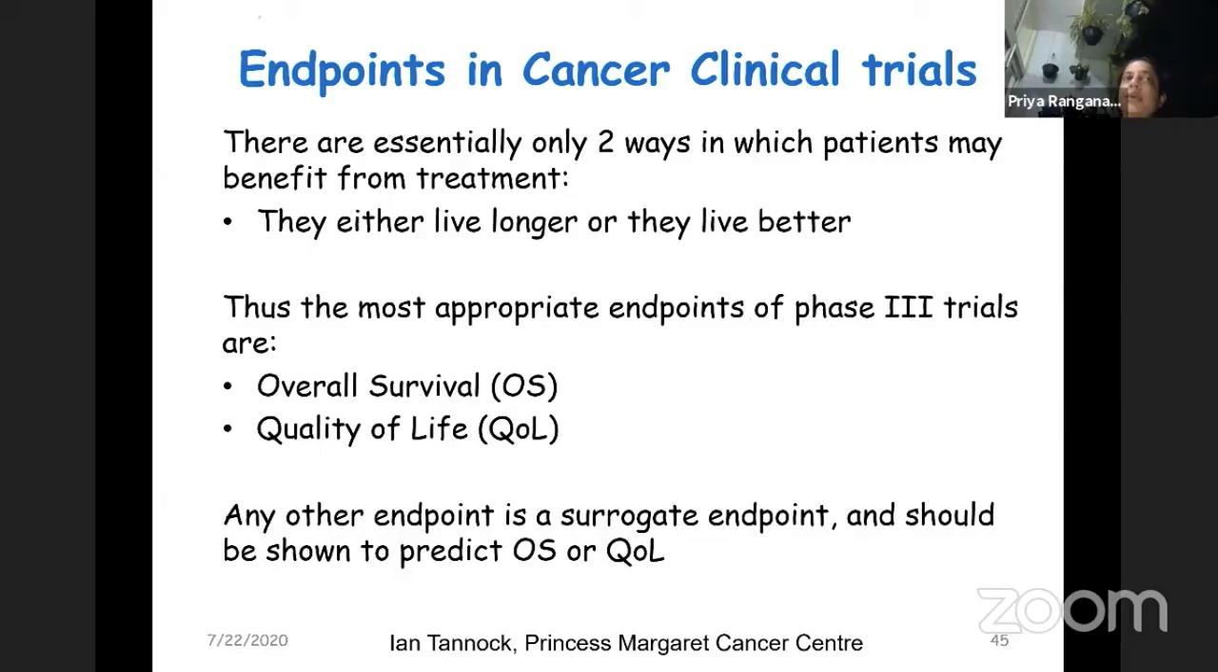Which means if you're running a large phase 3 trial, your endpoint has to be overall survival with or without quality of life, to show that somebody is living longer and in the time that he's living longer, he's also living better, because there's no point in prolonging life if that life is going to be a miserable life. Any other endpoint that you use is a surrogate endpoint, and you should show that this surrogate endpoint can predict overall survival or quality of life.